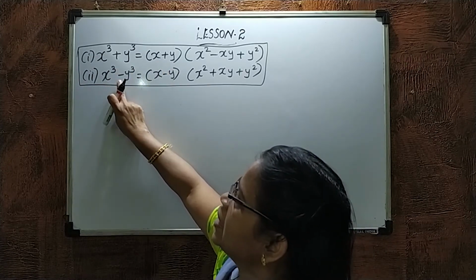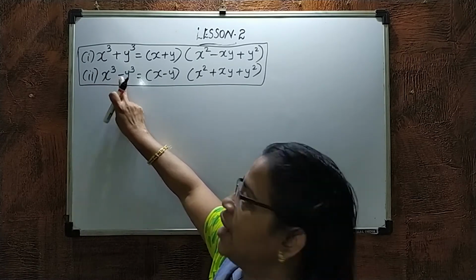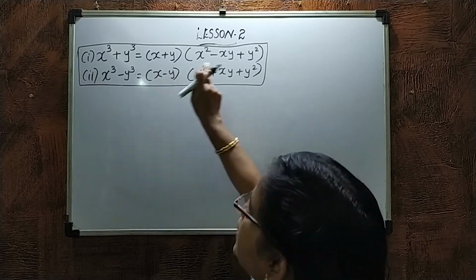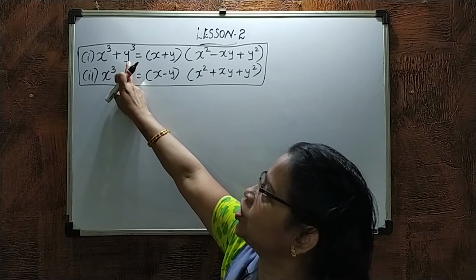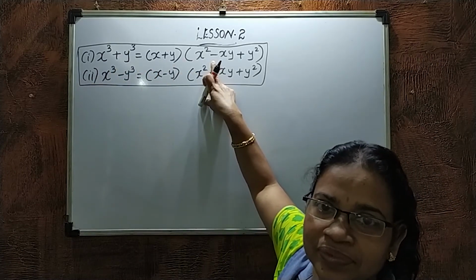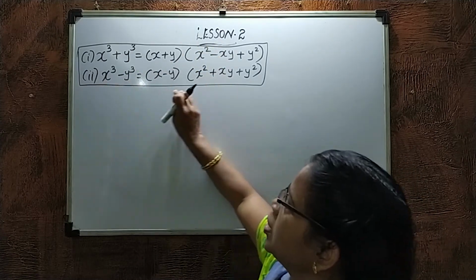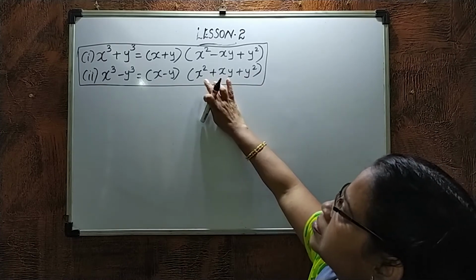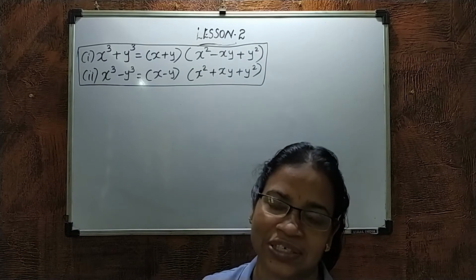Second identity, x cube minus y cube. Here it is minus, and in the first bracket it is minus. Then take the next three terms. In the first one, x cube plus y cube, only the middle term is minus. And then the next one, x cube minus y cube, here the three terms are connected with only addition, means only plus.